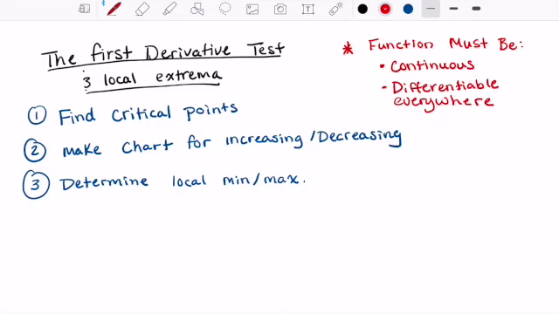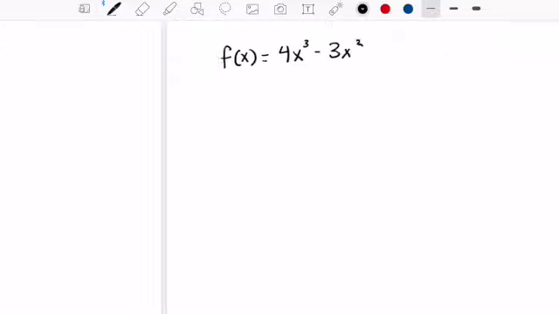And then just 3 simple steps that we're going to follow in order to make this test work. Number 1, you have to find the critical points. If you don't remember how to find the critical points, check out my video on finding critical points. Very simple and easy. Step 2, you're going to make a chart for increasing and decreasing. There are multiple different ways of doing this out there. I try to keep it pretty easy and straightforward, so hopefully my way will make a lot of sense to you. And then number 3, we're going to use that chart to determine our local min and max. So let's jump into it.